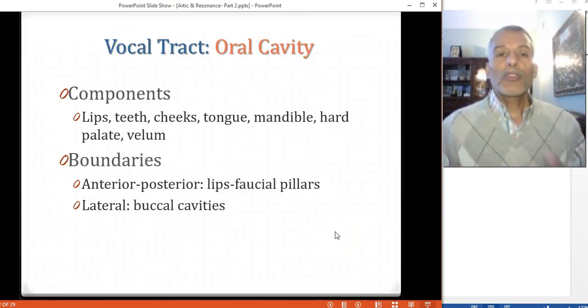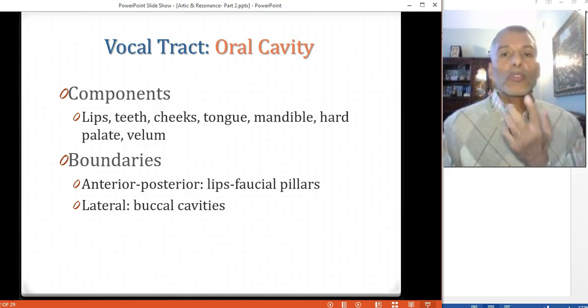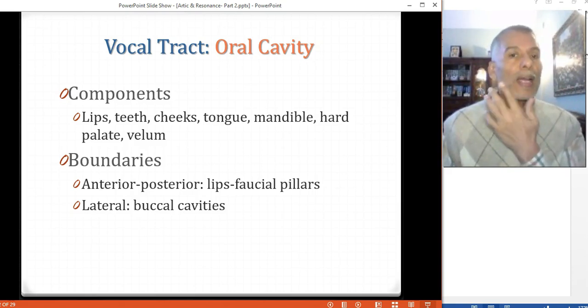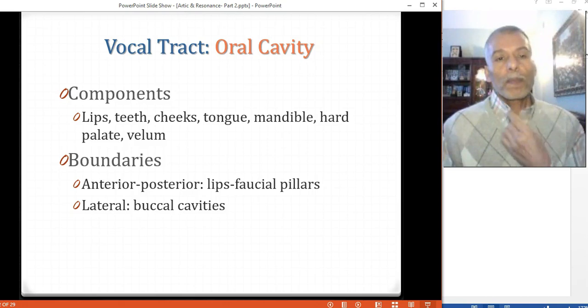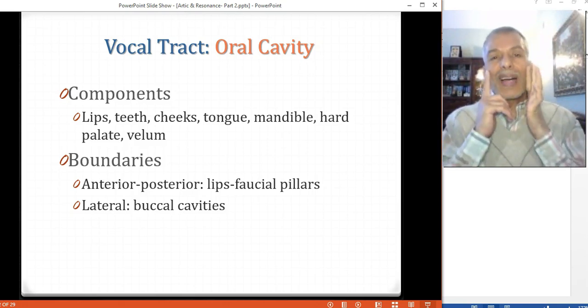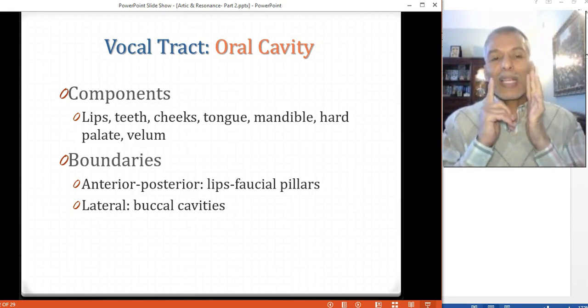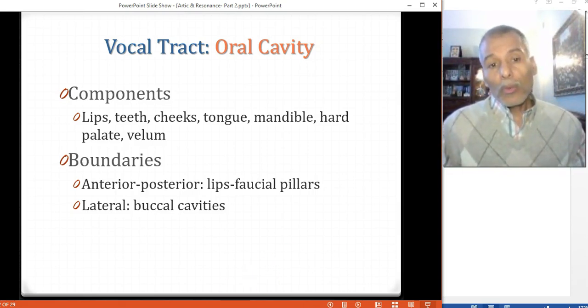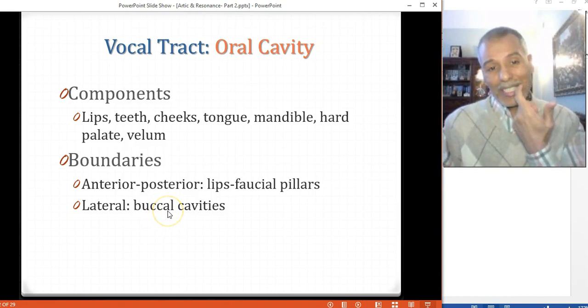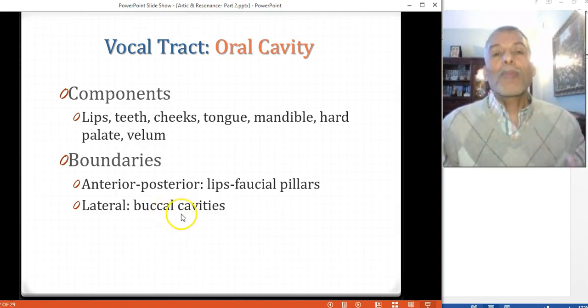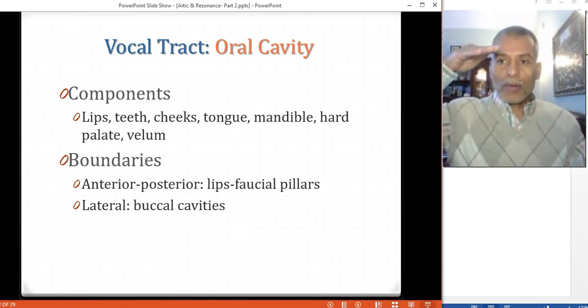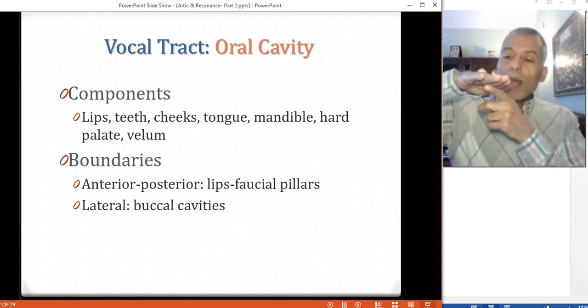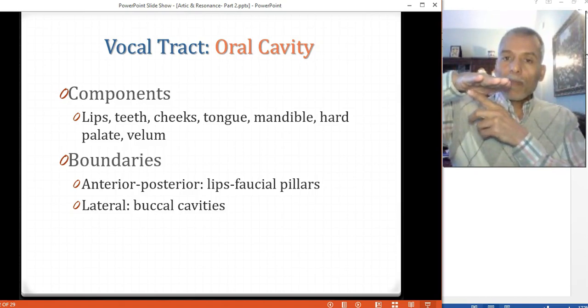We know the anterior to posterior boundaries are the lips anteriorly and the facial pillars. Then we have the sides: inside of the oral cavity, we have the two cheeks. Between the teeth and the cheeks, we call that the buccal cavities. And then superiorly, we have the hard palate and the soft palate.